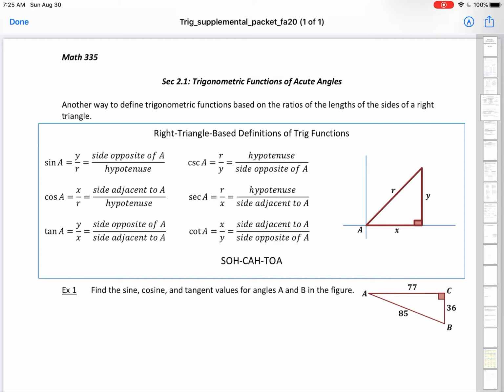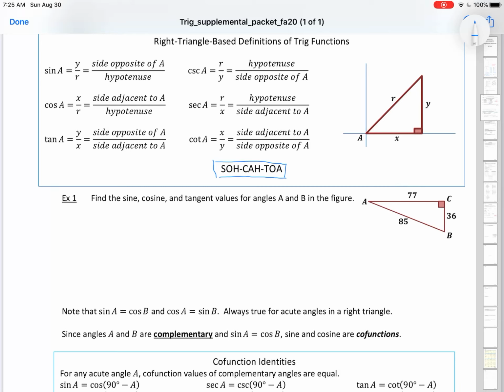So SOHCAHTOA. In example 1, we have a right triangle that's given. It satisfies the Pythagorean theorem with all of those. They just want to make sure that we understand this definition, so no problem. They want to find the sine, cosine, and tangent for triangles A and B. Let's focus on A. They just want the first three, so sine of A.